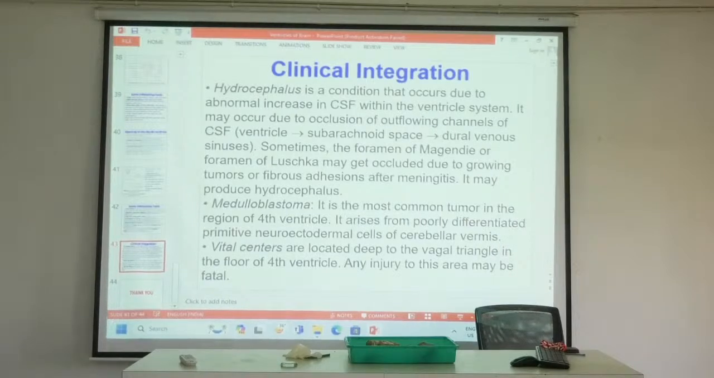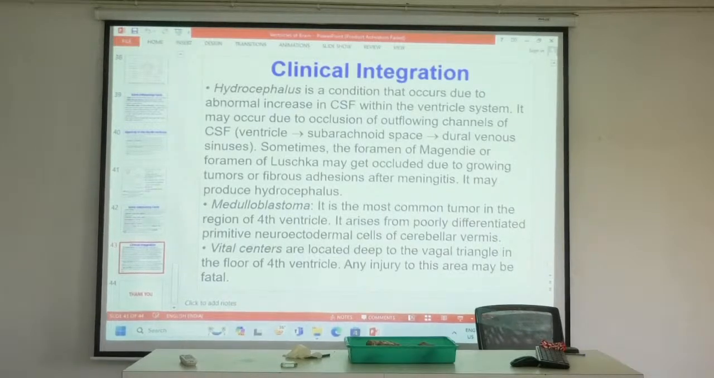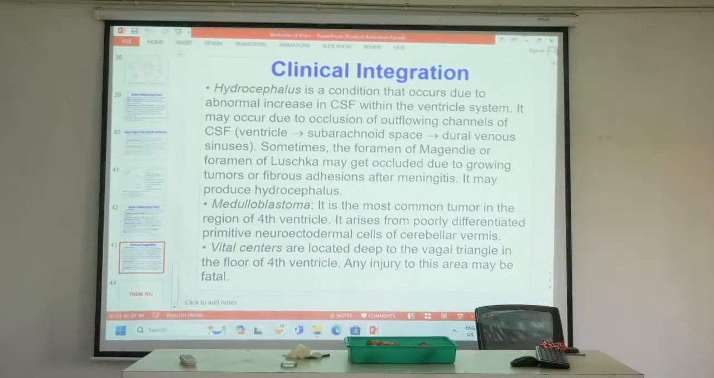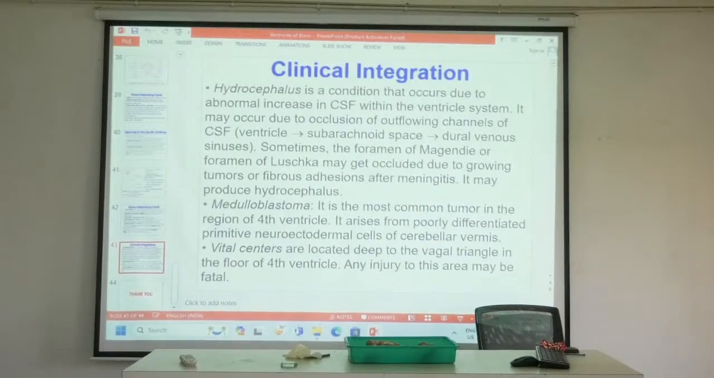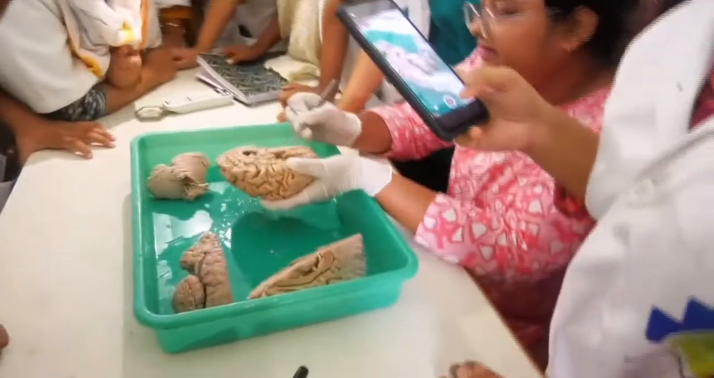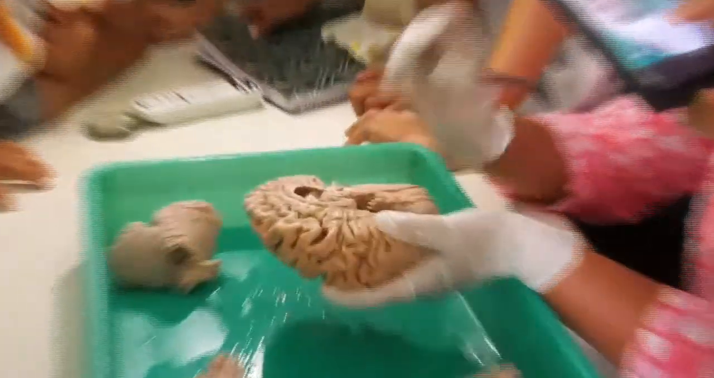Now the vital centers. They are located deep to the vagal triangle in the floor of the fourth ventricle, and any injury to this area may be fatal because there will be stoppage of respiration and death can occur. Also the heart can stop, circulation can stop, and death may occur. So vital centers are located in the medulla mainly, in the floor of the fourth ventricle. This tent-like cavity is the fourth ventricular cavity.